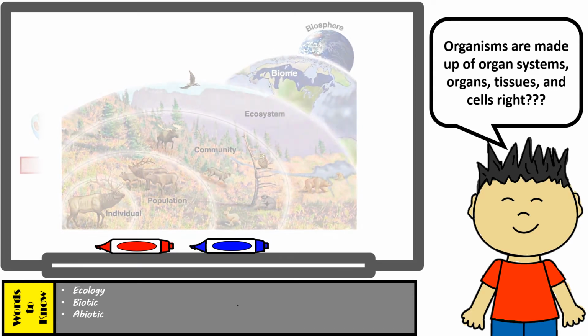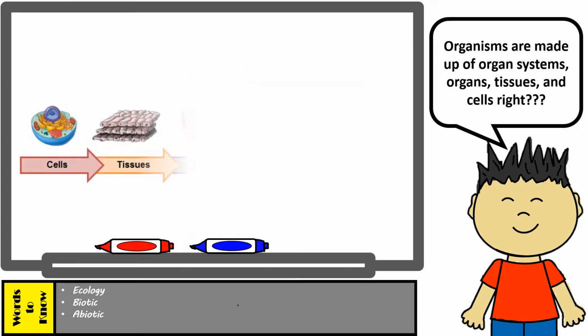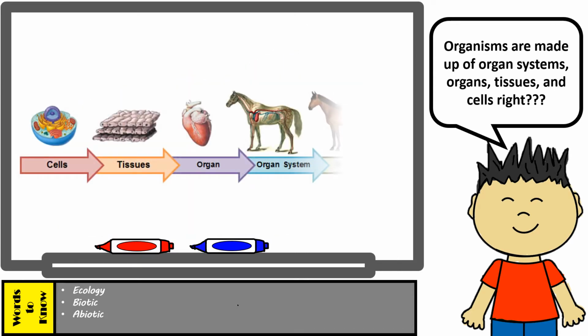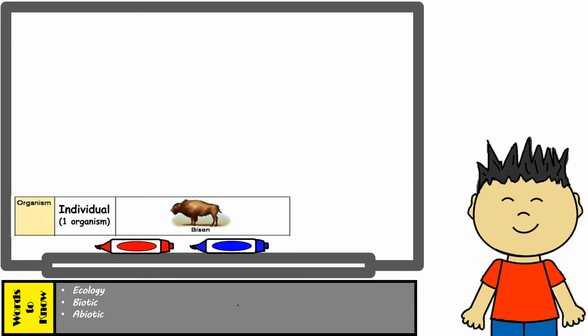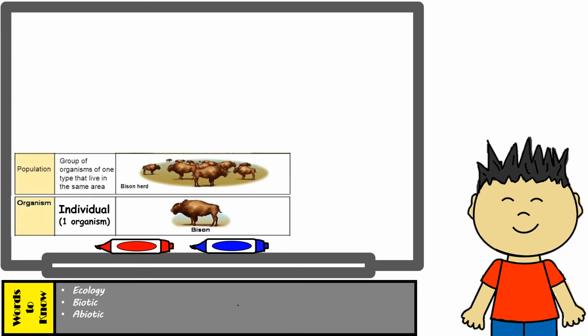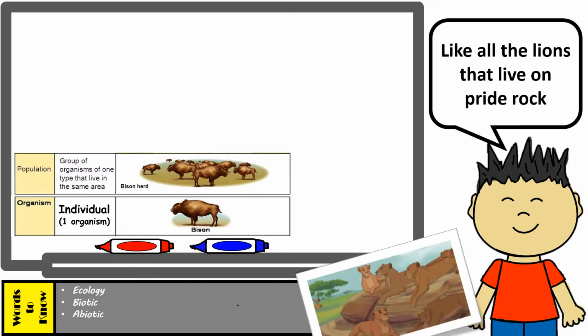Remember from our previous lectures that we identified an organism as a living thing. Yes, Alex, that's correct. Cells make up tissues, which make up organs, which make up organ systems, and ultimately make up an organism. We're going to be focusing on the levels that follow the organism level. For instance, the next level is referred to as a population, which is made up of all the organisms of a certain species that live in the same area at the same time.